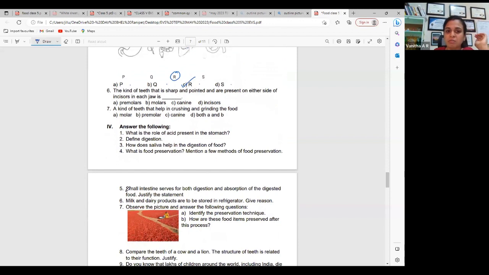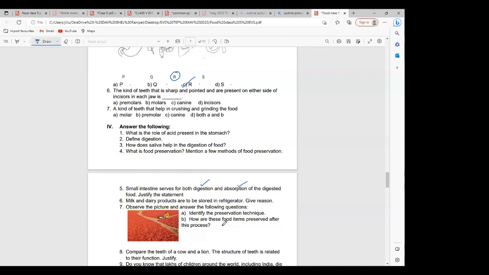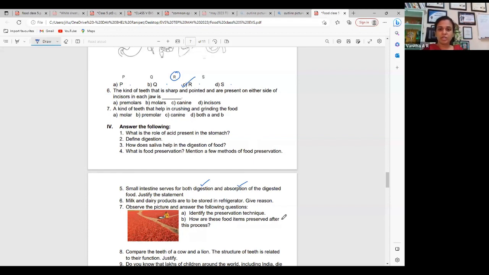And if you can see here, ma'am, some other questions: small intestine serves both for digestion and absorption of digested food. Justify this statement. For digestion, the juices which are released into it. If it is for absorption, we have to talk about the villi. If you're going to follow the new textbook of DAV, in-house publication, this is one of the lessons we have prepared. So these questions might be there in the book.